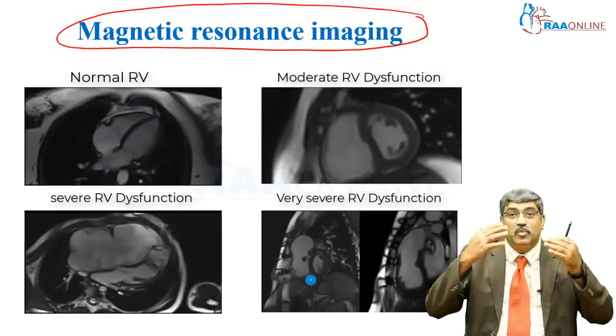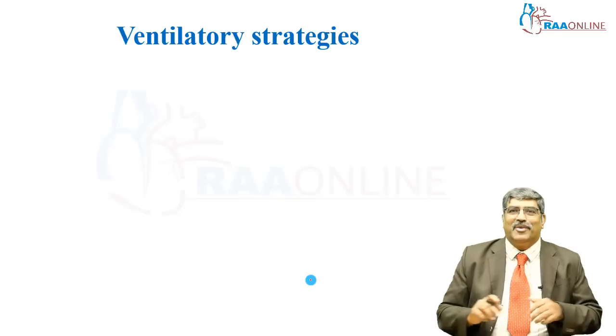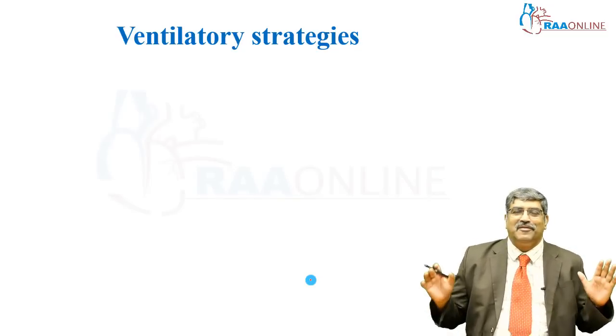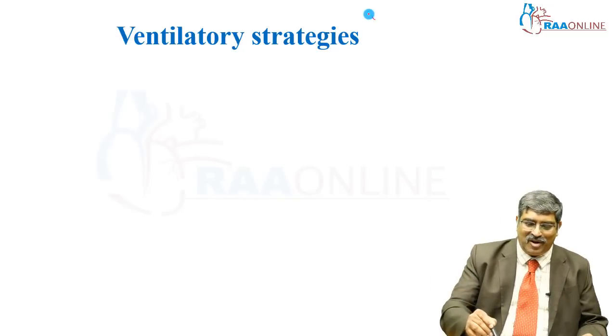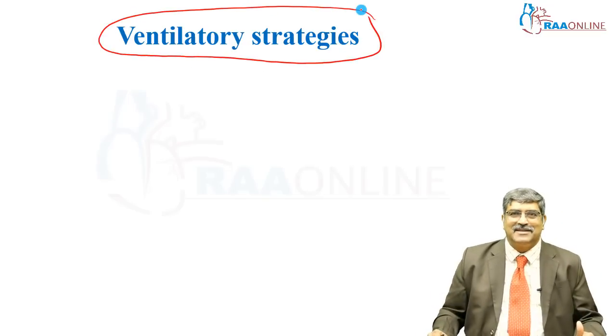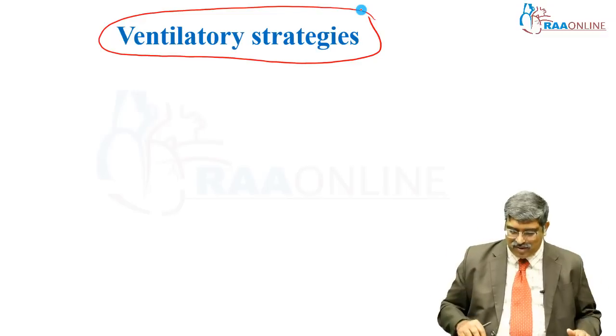Here the RV is more than the left ventricle and TR has come in. Now coming to the most important part, as an anesthesiologist, we have to play a great role in this to reduce the right ventricular dysfunction. Your ventilatory strategy: you have to minimize your airway pressure as much as possible.